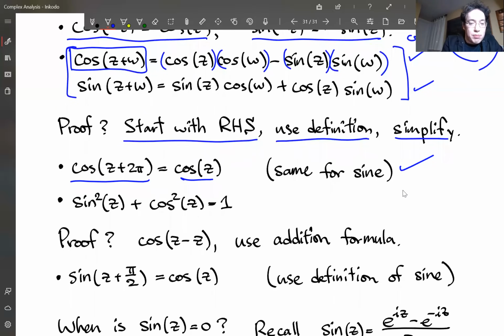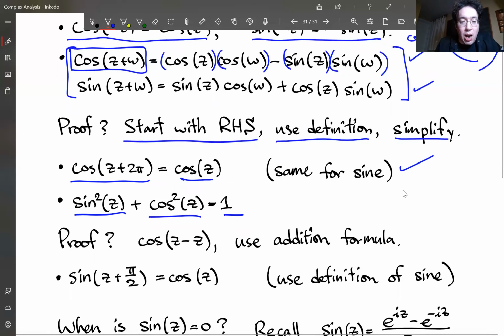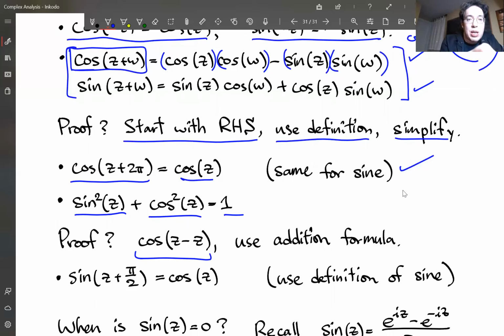You could get sine squared plus cosine squared is equal to 1. So you could get this a couple different ways. You could use the definition directly, or you could start with cosine of z minus z and use the cosine addition formula above.